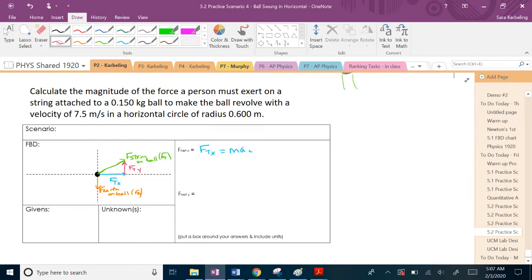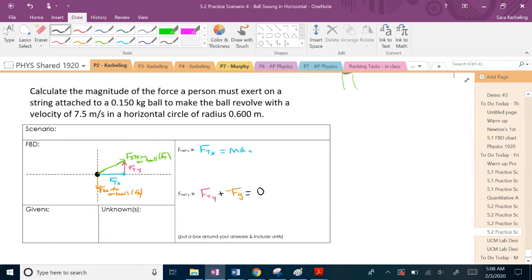In the y direction, we've got F Ty, and we've got, of course, the force of gravity, Fg. That one's going in the negative direction. And again, if you've got your ball going around in a circle in what is a horizontal circle, there should be no acceleration in the y direction. Okay, so those pieces are pretty important.